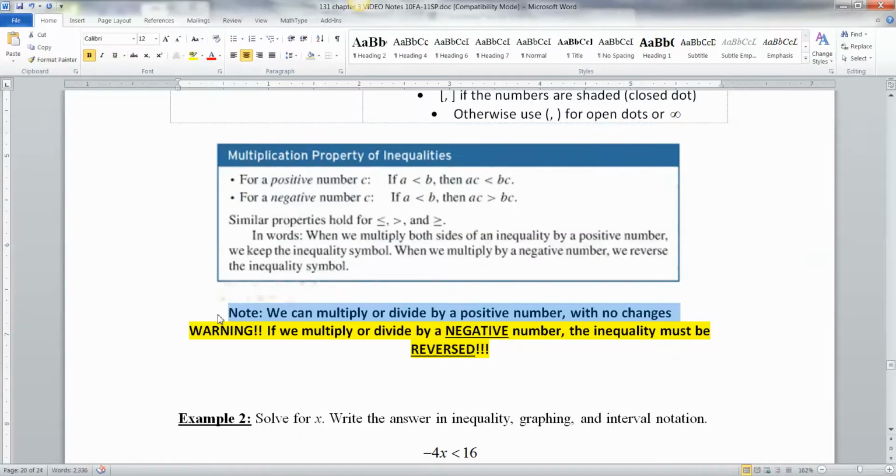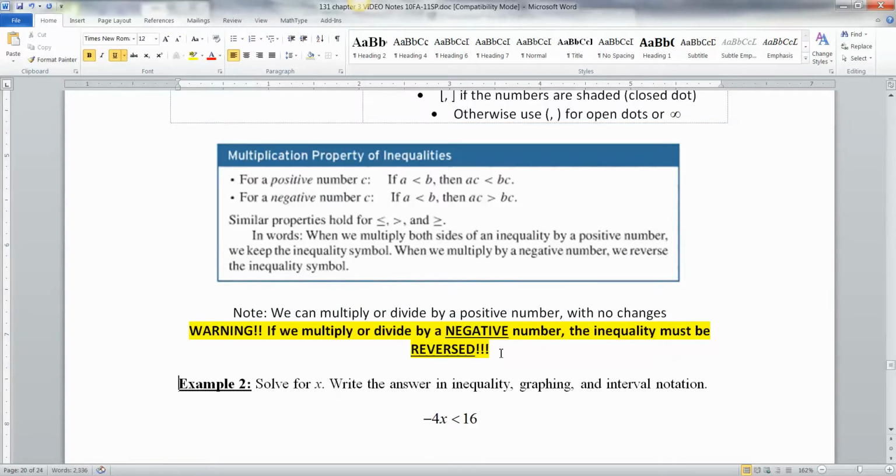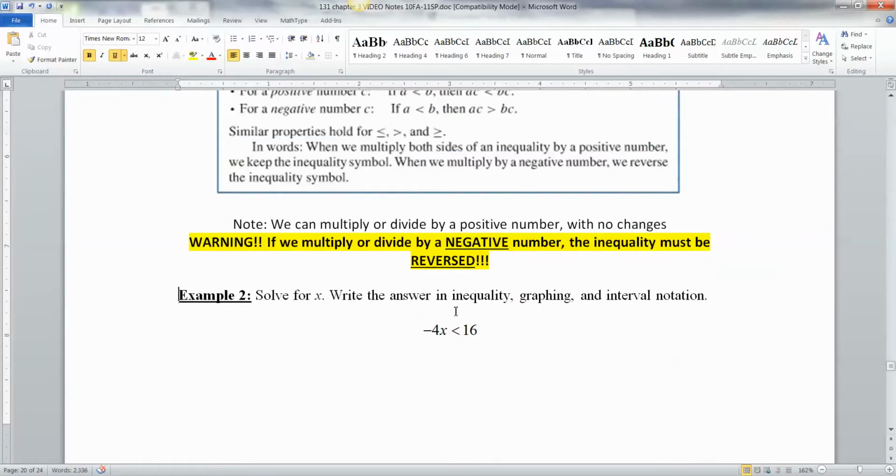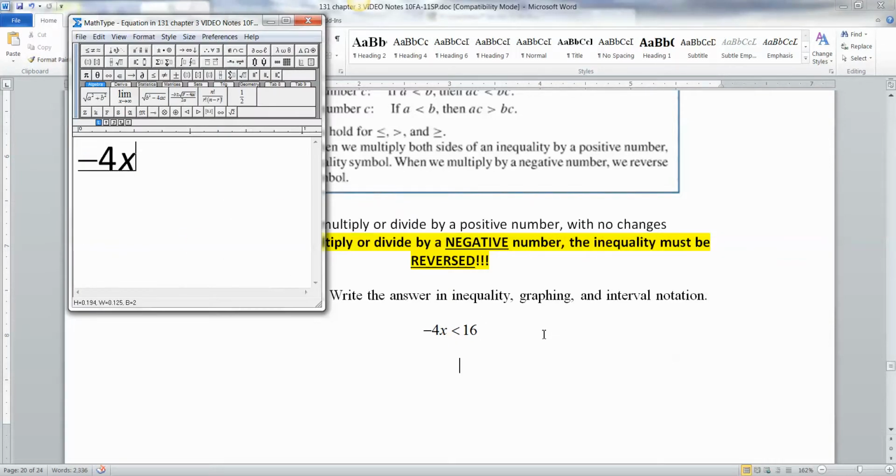That's just how those are. Okay, so a positive number doesn't change anything. A negative number means big trouble. You've got to flip the sign. So let's look at this one, shall we? I have it as negative 4x is less than 16. Okay, so I'm going to have to solve this for x. No trouble. Negative 4x less than 16. You're going to divide, right? Divide by negative 4. And if you do it to the left, you've got to do it to the right.